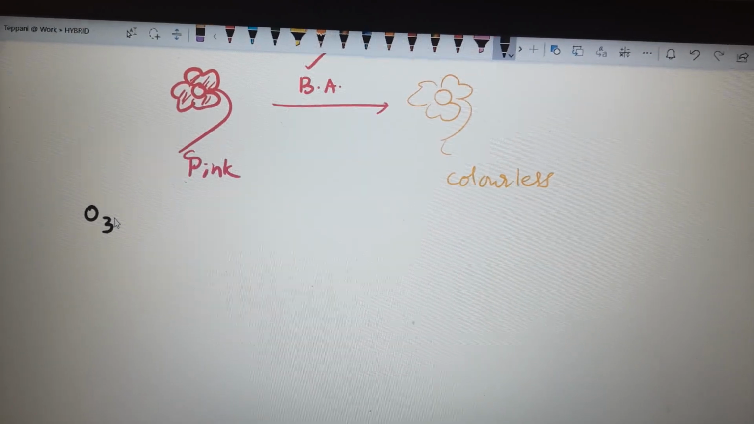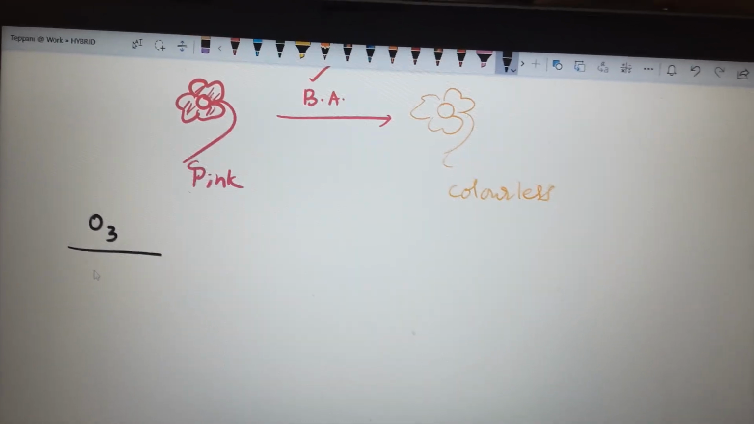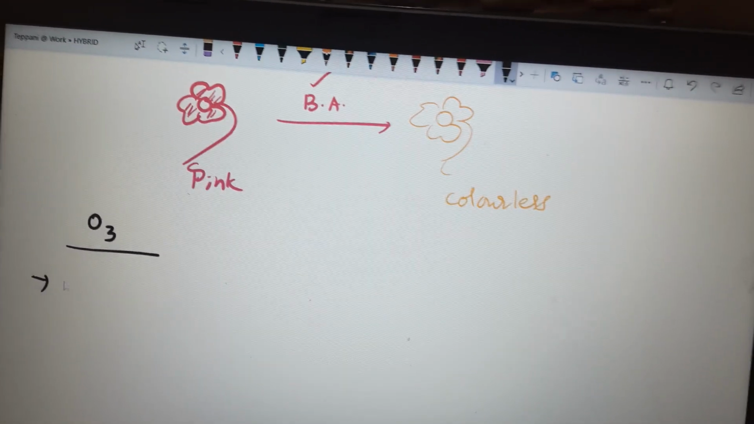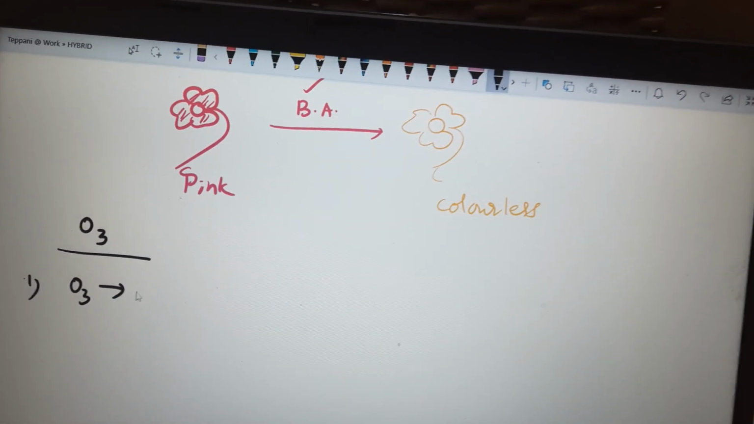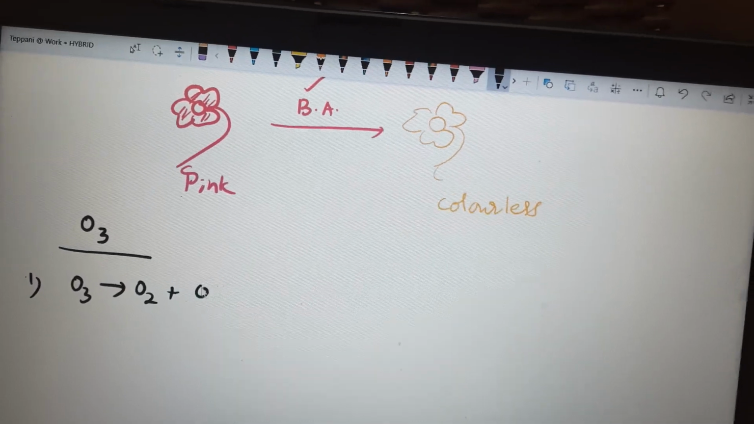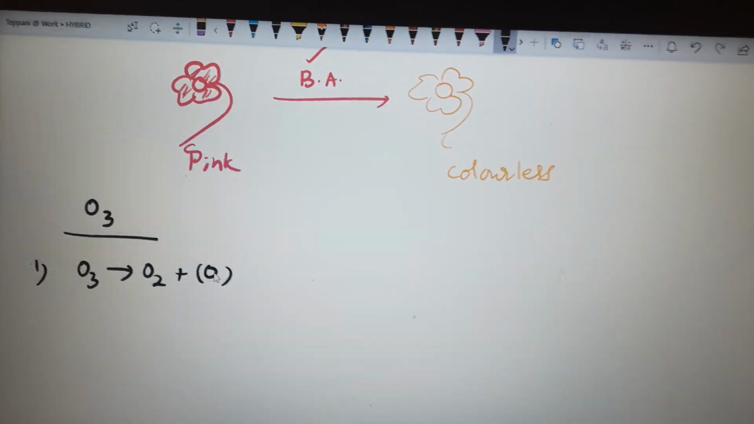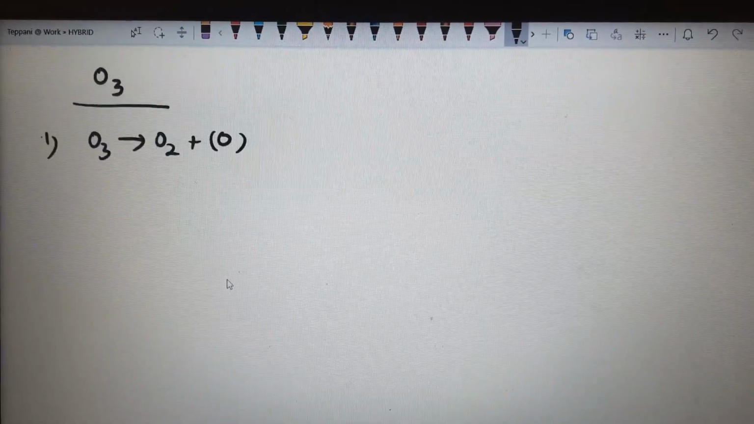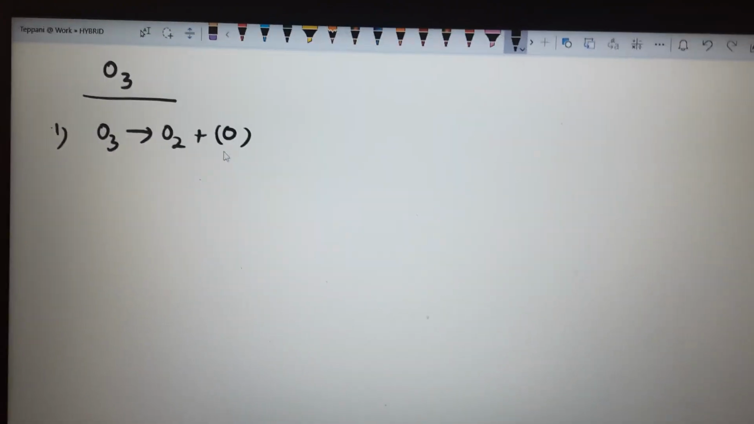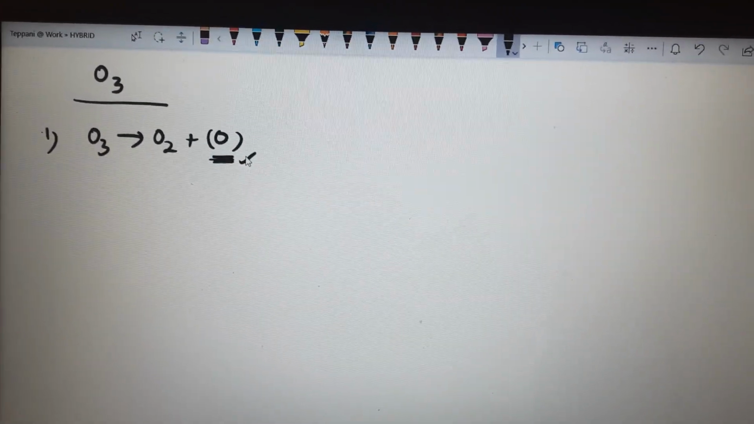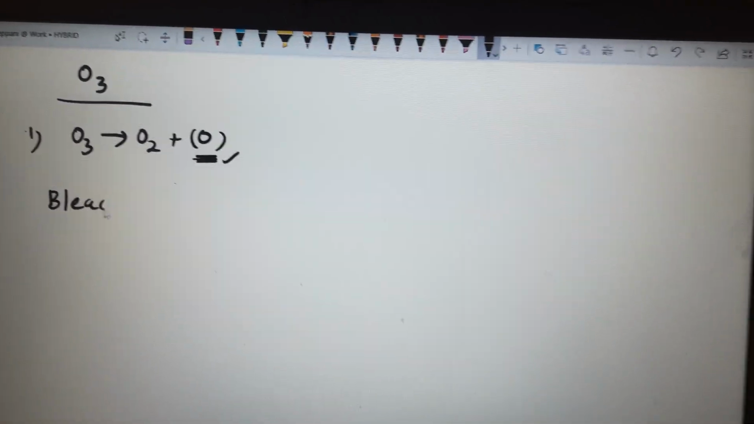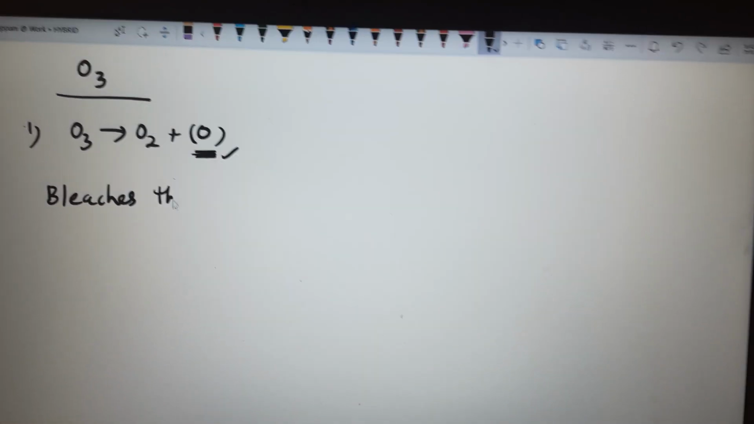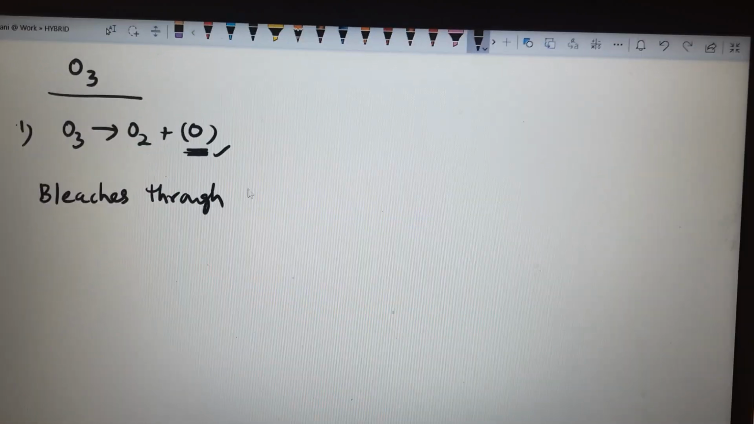Ozone. So ozone is decomposing to give O2 plus nascent oxygen. This will involve in bleaching action. Means this oxygen is responsible for bleaching action, so it bleaches through oxidation.